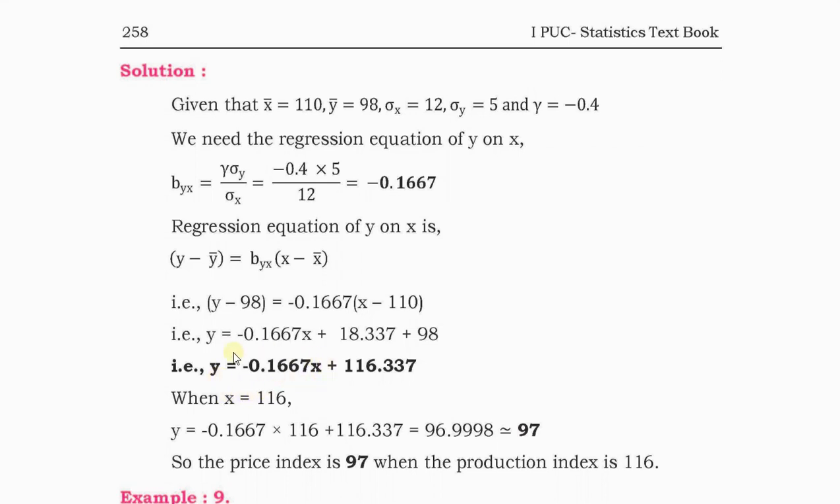Now we have been asked to estimate the value of y when x is 116. So y is equal to minus 0.1667 into 116 plus 116.337, which sums up to 96.9998 or approximately equal to 97. Therefore, when the production index is 116, the price index will be 97. That is the answer.